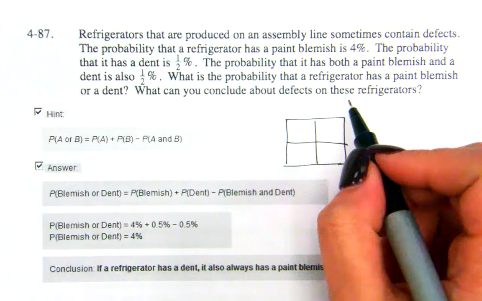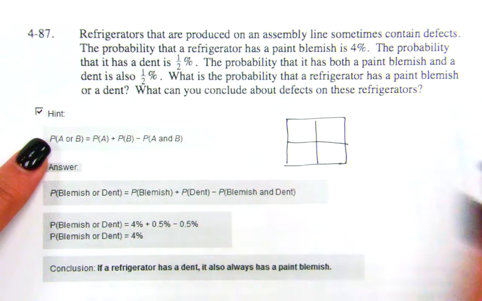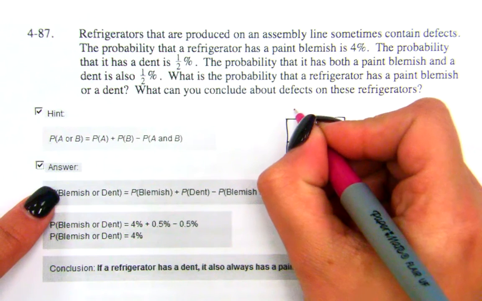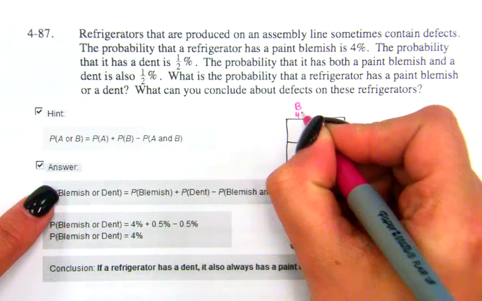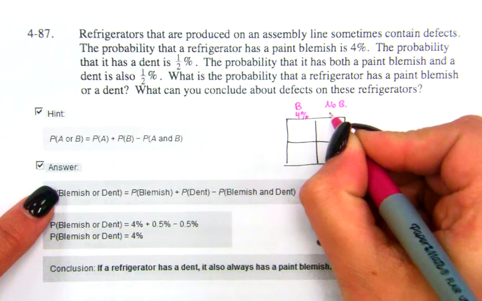So refrigerators that are produced on an assembly line sometimes contain defects. The probability that a refrigerator has a paint blemish is 4%. Okay, so I thought, okay, if it has a blemish, it's going to be at 4%. If it has no blemish, it's probably going to be at 96%.